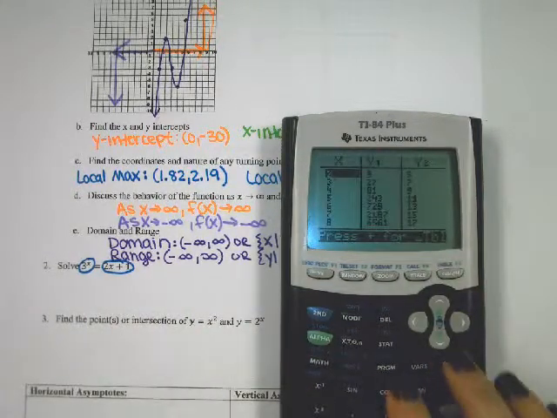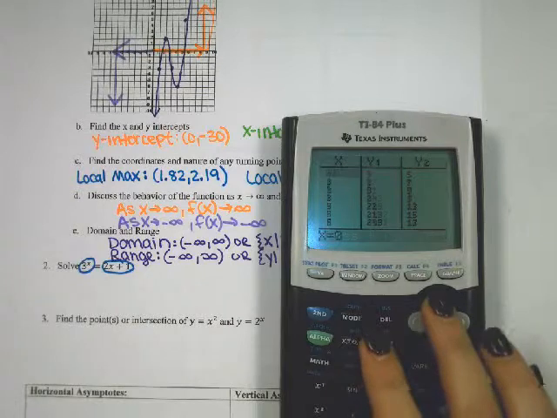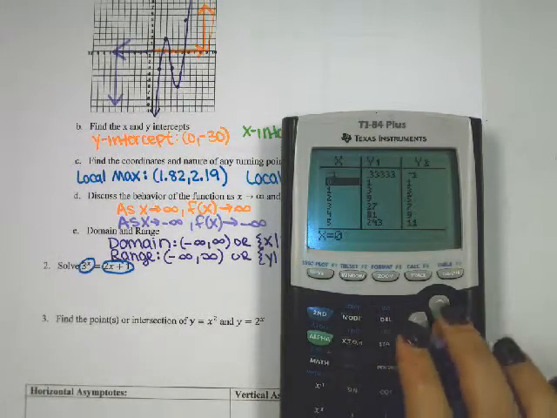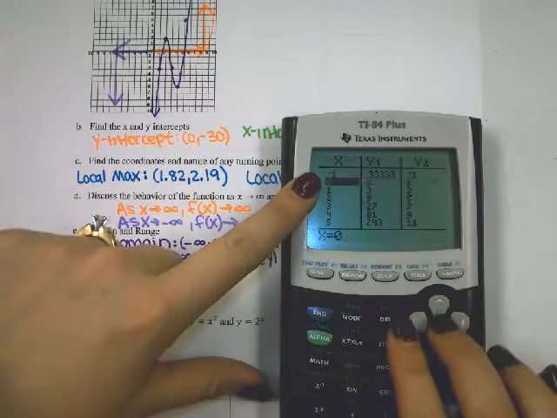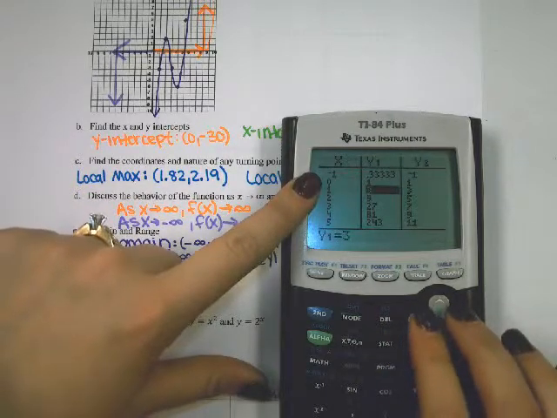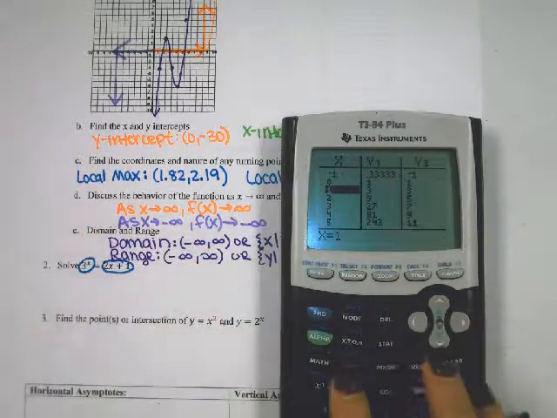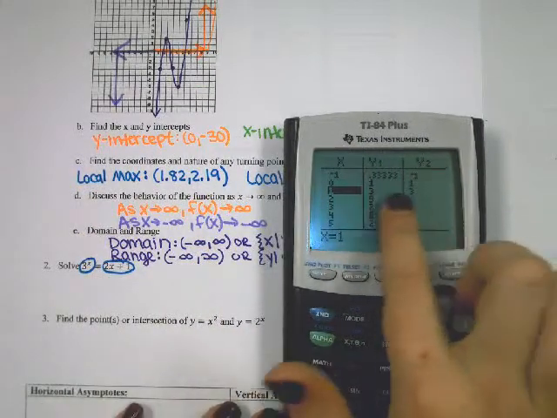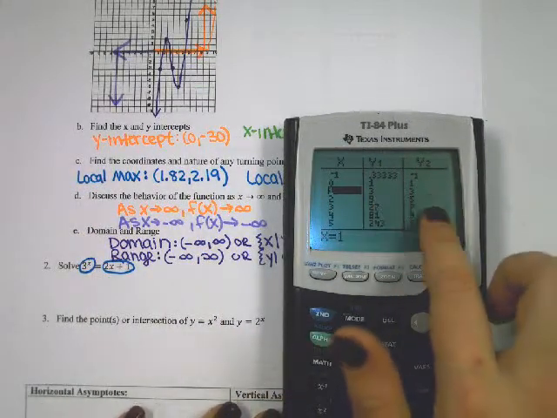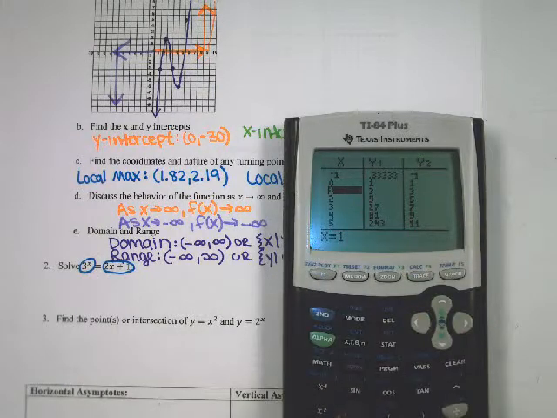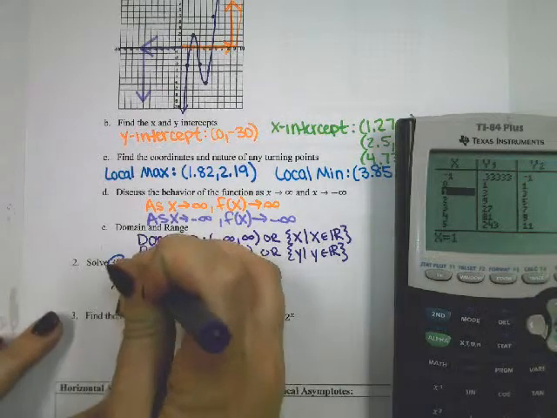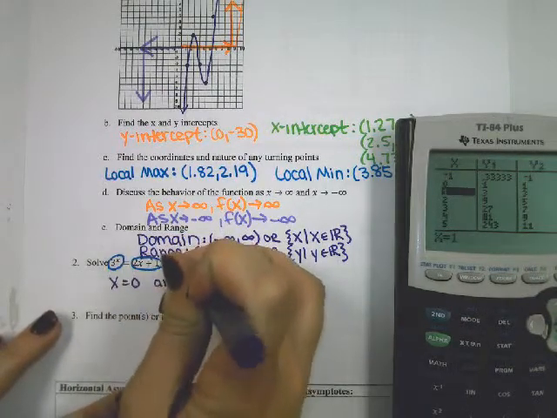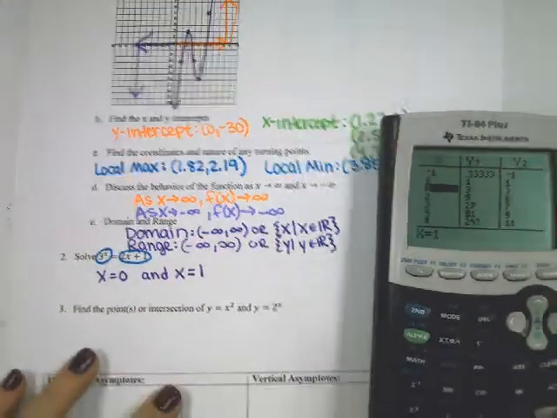I'm going to look in my table first because sometimes they show up in the table, and sometimes they don't. Oh, so this one shows up in the table: 0, 1, 1. Oh, they both do. Yay! And then 1, 3, 3. Those are both of those intersection points. So the y values are equal for my first and my second line at these 2 points. So my solutions will be x equals 0 and x equals 1.